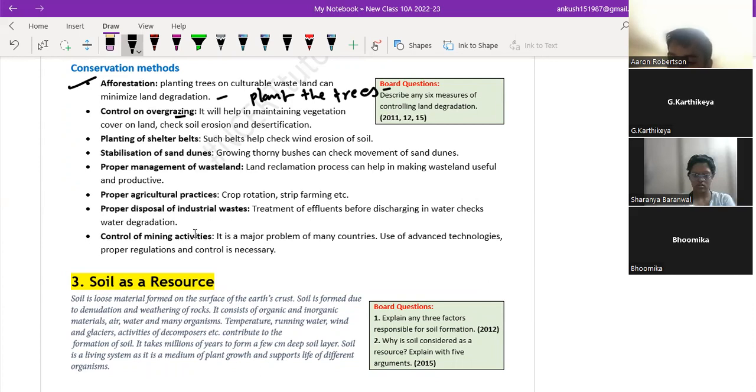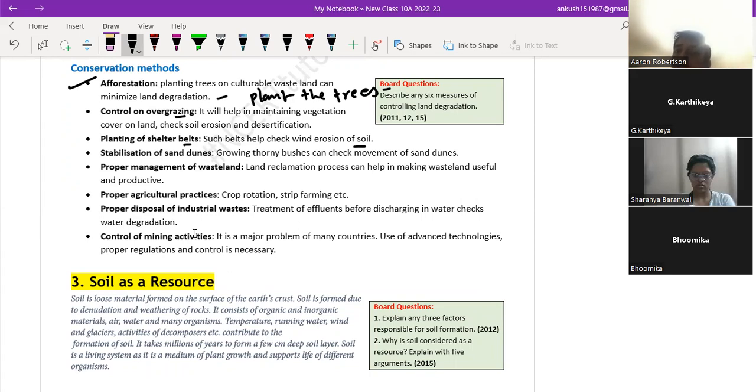Third thing is planting of shelter belts. Such belts help check wind erosion of soil. Shelter belts means planting trees on a particular stipulated land, and that will check wind erosion so that it would not wash out the land from there. Understood? Next is stabilization of sand dunes. Growing thorny bushes can check movement of sand dunes. Sand dunes are generally found in the deserts. Understood? And thorny bushes can check sand erosion.